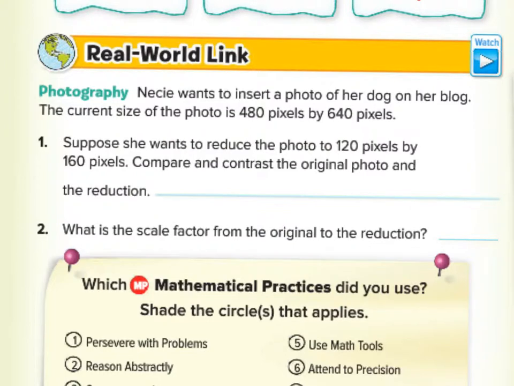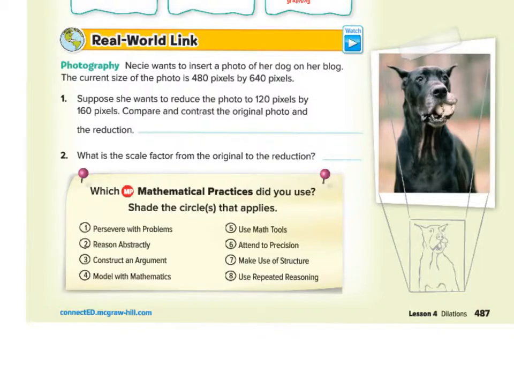Now that we've defined what dilations are, let's look at a real-world example. Photography. Nancy wants to insert a photo of her dog on her blog. The current size of the photo is 480 pixels by 640 pixels. So here's the photo, right? And it looks like she wants to maybe create a reduction of the original picture for her blog. Suppose she wants to reduce the photo to 120 pixels by 160 pixels. Compare and contrast the original photo and the reduction.